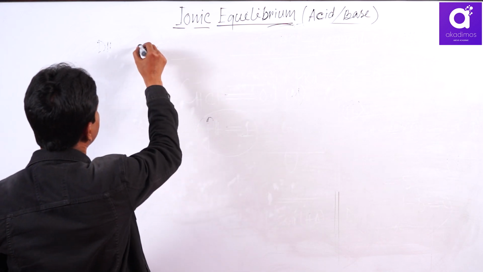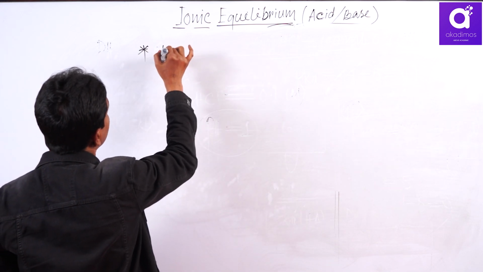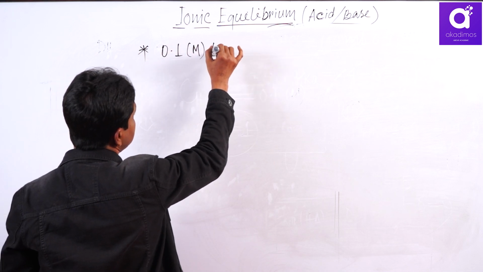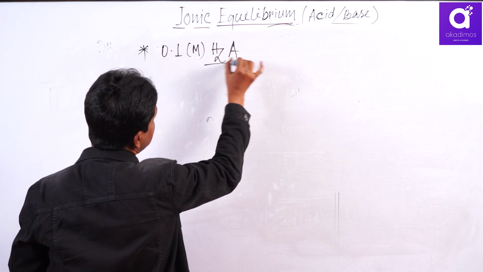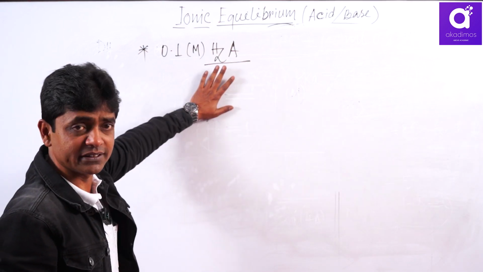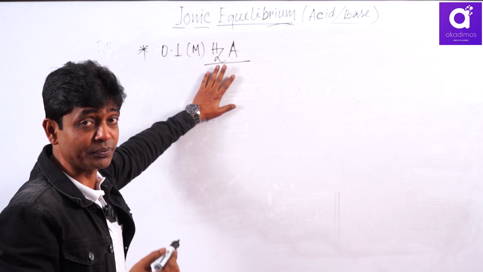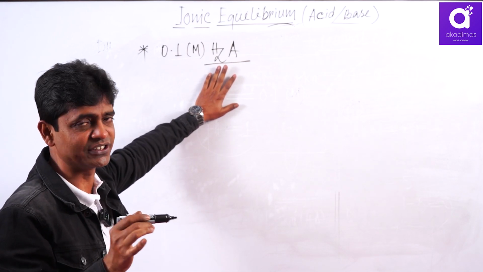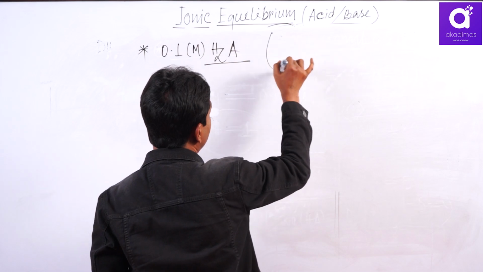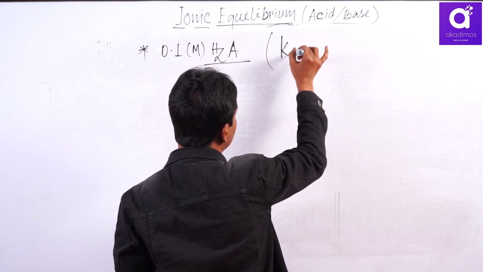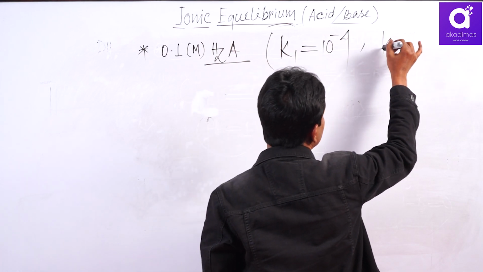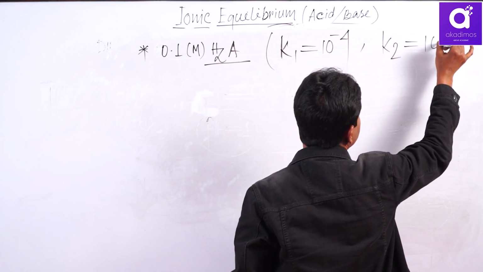Let there be a dibasic acid, 0.1 molar, a dibasic acid H2A given. It is a dibasic acid and it has two different equilibrium constants, K1 and K2. The overall equilibrium constant K is equal to K1 into K2. Individual K1 is always stronger, you know. Let K1 be given as 10 to the power minus 4 and K2 given as 10 to the power minus 9.